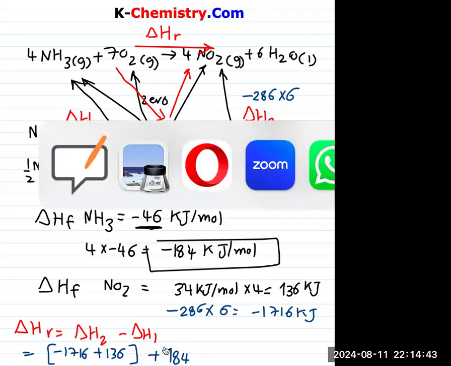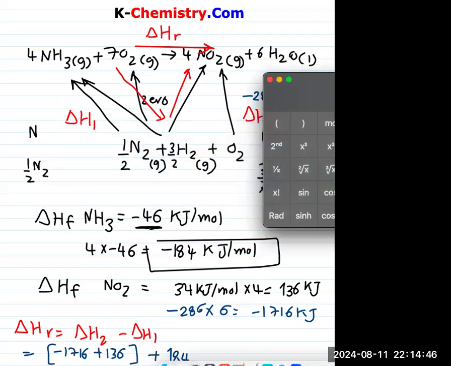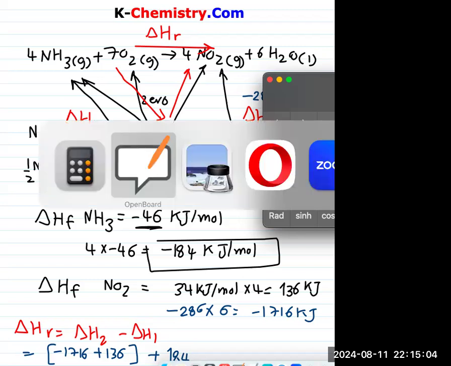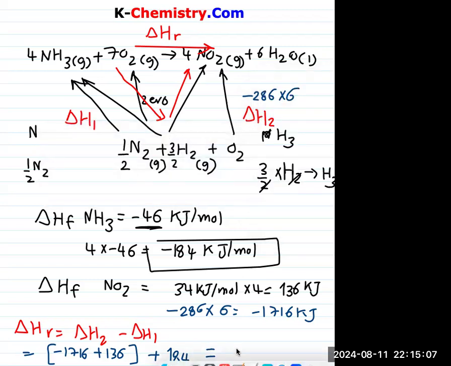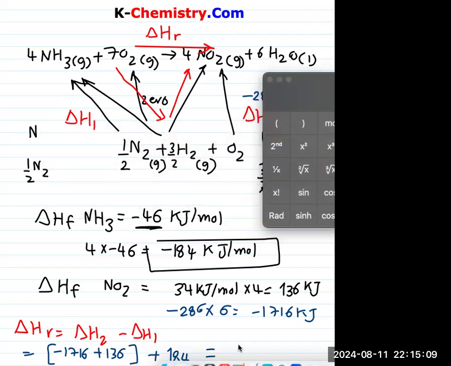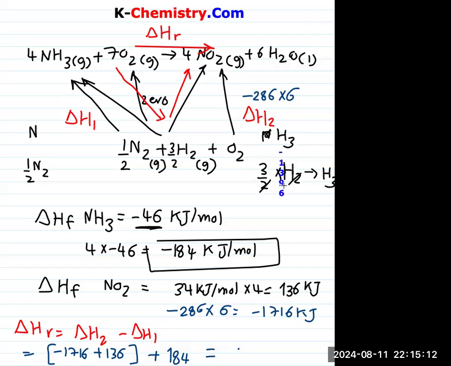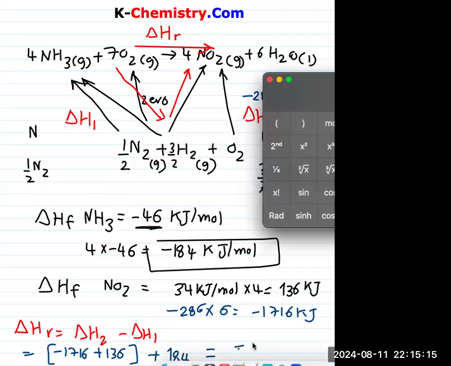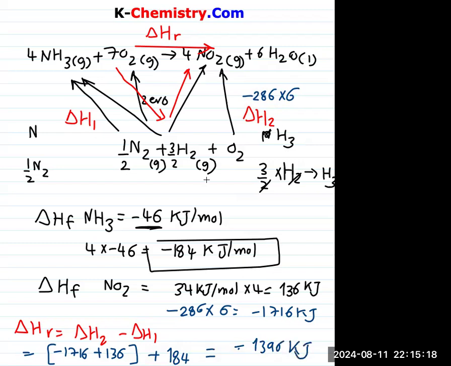Let me show you how the answer will come up. It is 1716 in the negative form plus 136, so already positive. And then it is minus minus 184, so equal to plus 184. That's equal to minus 1396 kilojoules for the reaction.